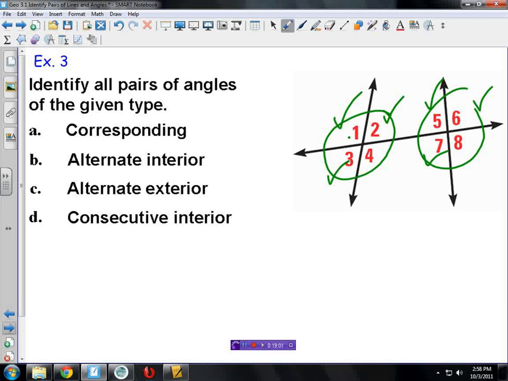All right. And let's go with Brenda. What's my last pair? Corresponding. 8 and 4, okay? So we did corresponding in green.